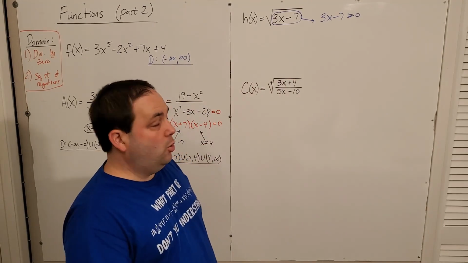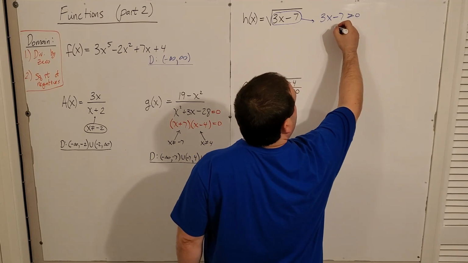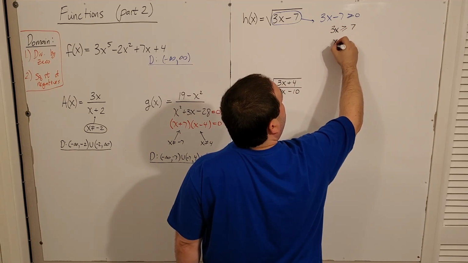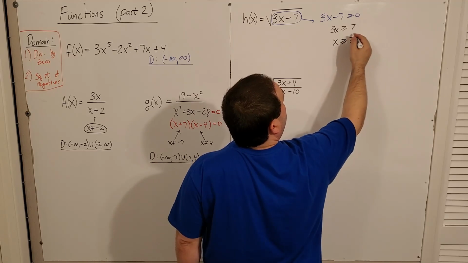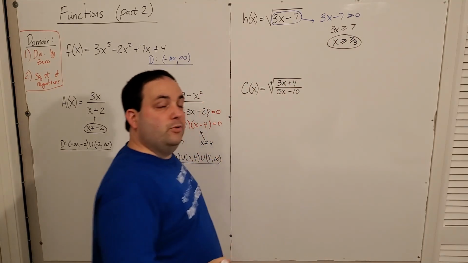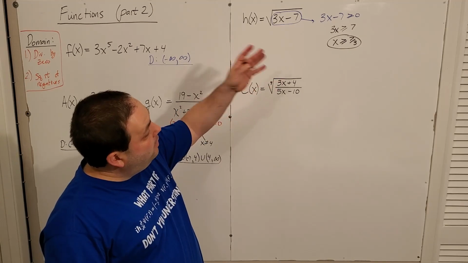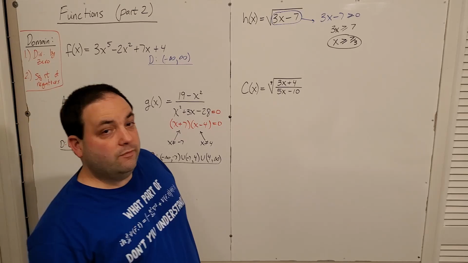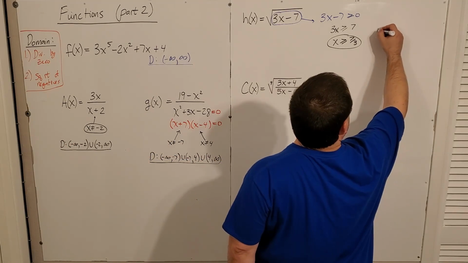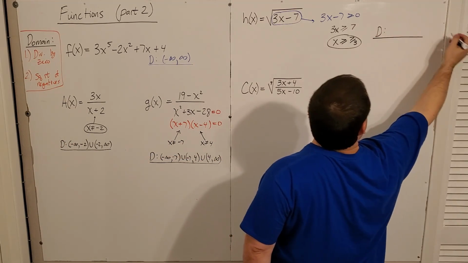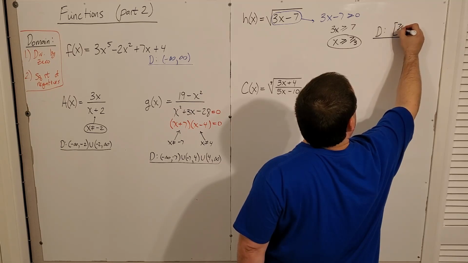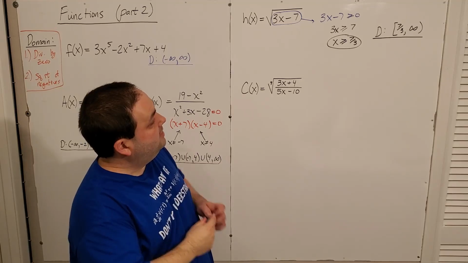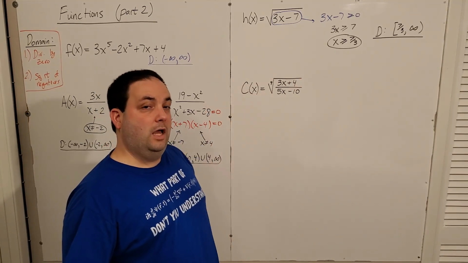This is just a linear inequality, so I'll add the 7 and divide by 3. So that's one representation of the domain. X has to be greater than or equal to 7 over 3. But let's put it in interval notation, right? My domain is going to be starting at 7/3 and ending at infinity. Notice the bracket on the 7/3 because of the equal sign.